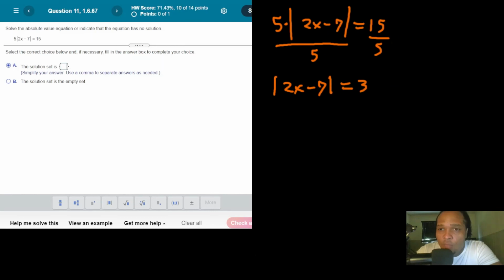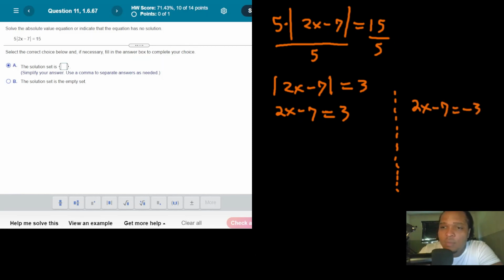Okay, and now we're free to branch off on both sides. So let's go ahead and make a little cutoff right here. We have the positive version, so go ahead and take it out of the absolute value. So we have 2x minus 7 is equal to the positive version of the right, which is 3. And over here we have 2x minus 7 is equal to the negative version of the right hand side, which is negative 3. And that's it. Just go ahead and solve, handle business.